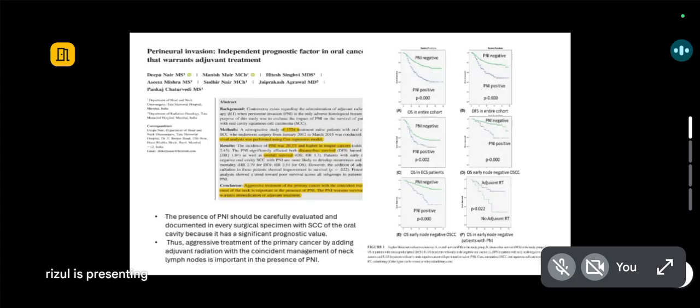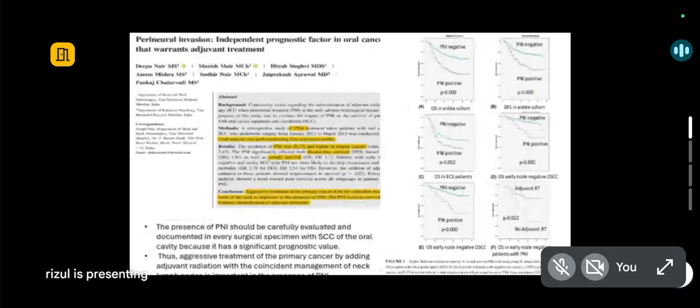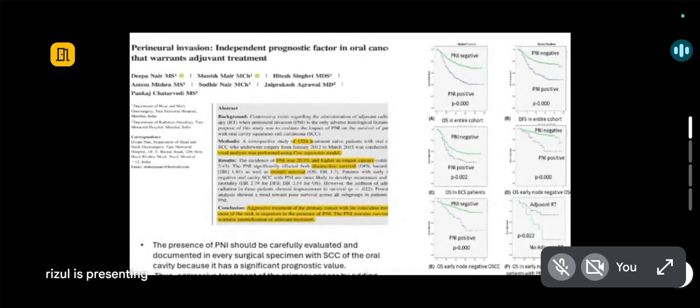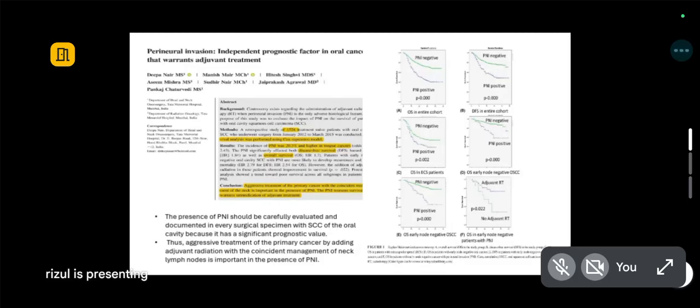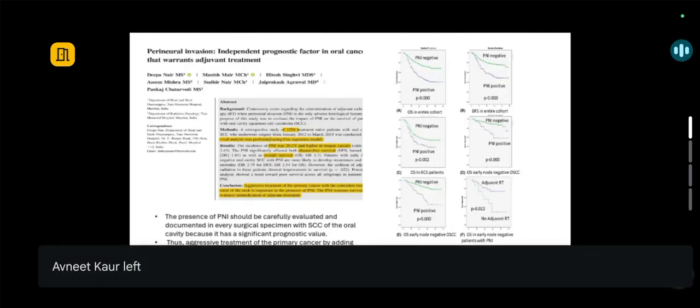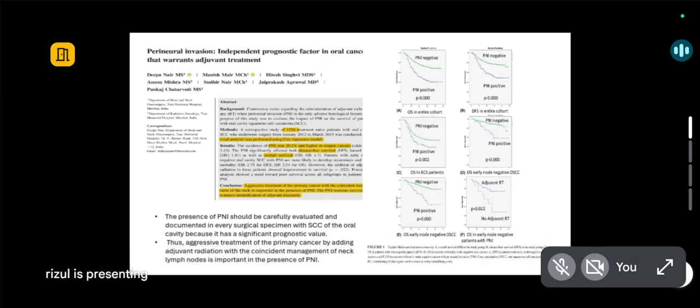So there is one study by Nair et al. that shows that perineural invasion is an independent prognostic factor in oral cancers that warrants adjuvant treatment. This was basically a retrospective study of around 1,524 patients, and the analysis showed that perineural invasion was 20.3% and higher in tongue cancers, and how perineural invasion can affect the disease-free survival rate and overall survival rate.